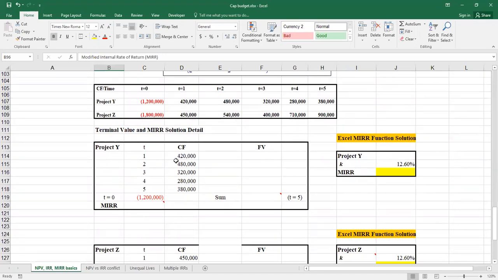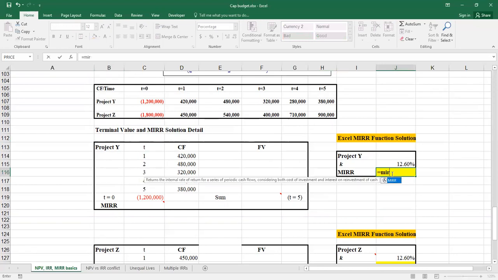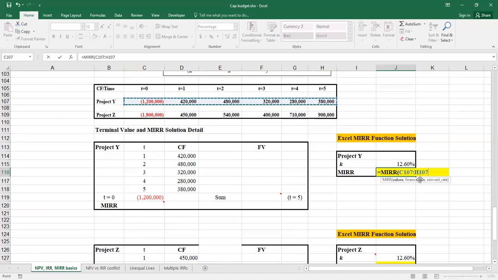Okay, so let's do this. So pareho lang din to. Okay, we just use MIRR. So may direct formula sa Excel na MIRR. Returns internal rate of return of periodic cash flows considering both cost of investment and interest on reinvestment of cash. Okay, sige. So what are our values? Again, kasama natin to. Lahat ng cash flows natin. Comma. Okay, what is our finance rate? Our finance rate is our WACC. Ito yung WACC natin. Comma. Reinvestment rate is our WACC pa rin.